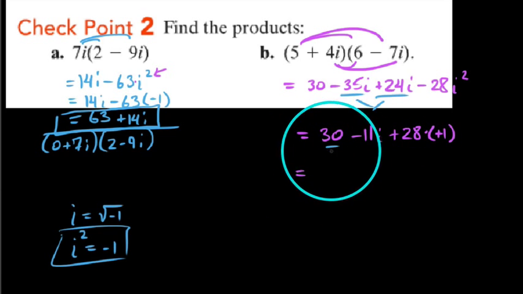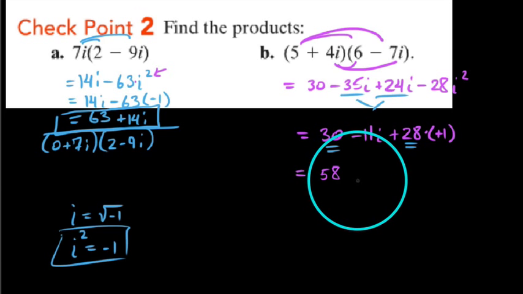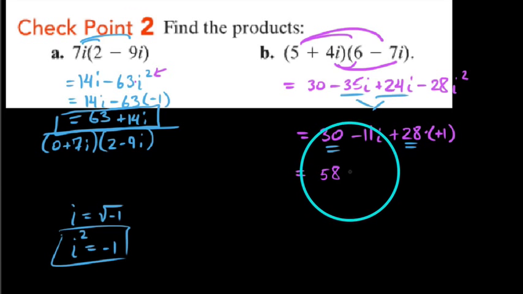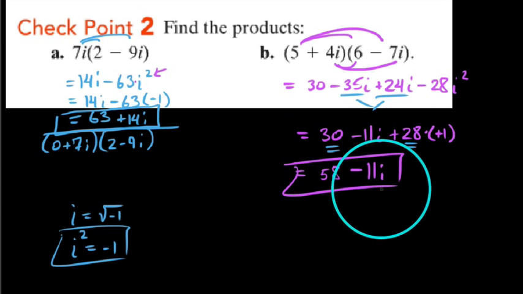So that positive 28 and the positive 30 are going to give us 58 total constants, or 58, pardon me, total real parts of this number. And then we say minus 11i. This will be our new complex number in standard form.